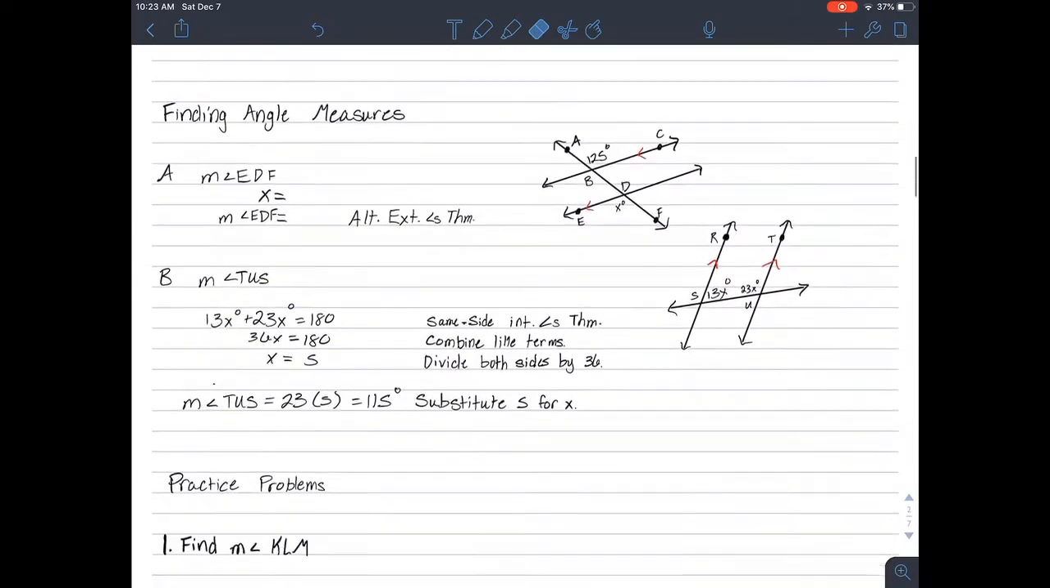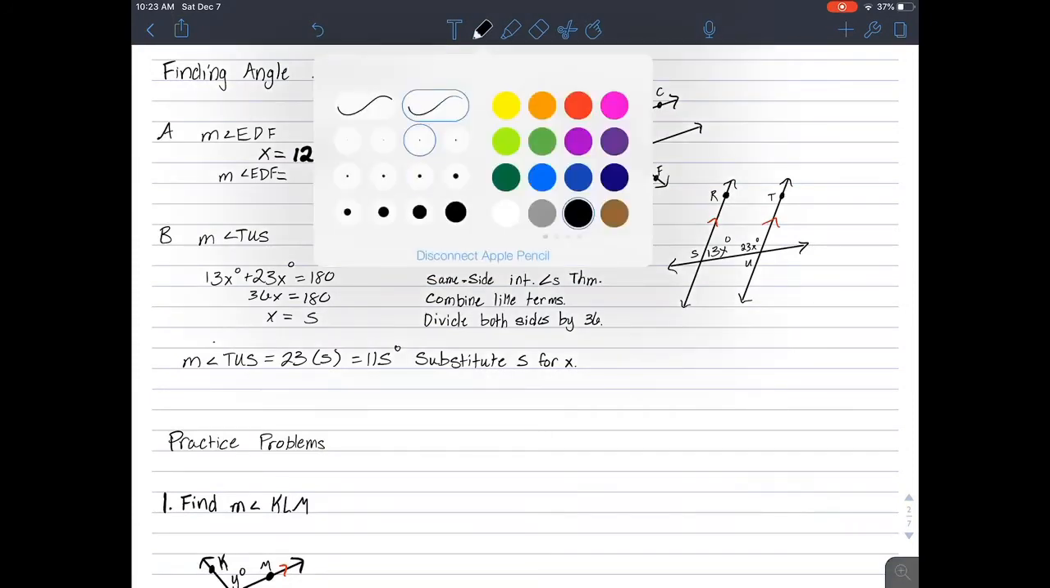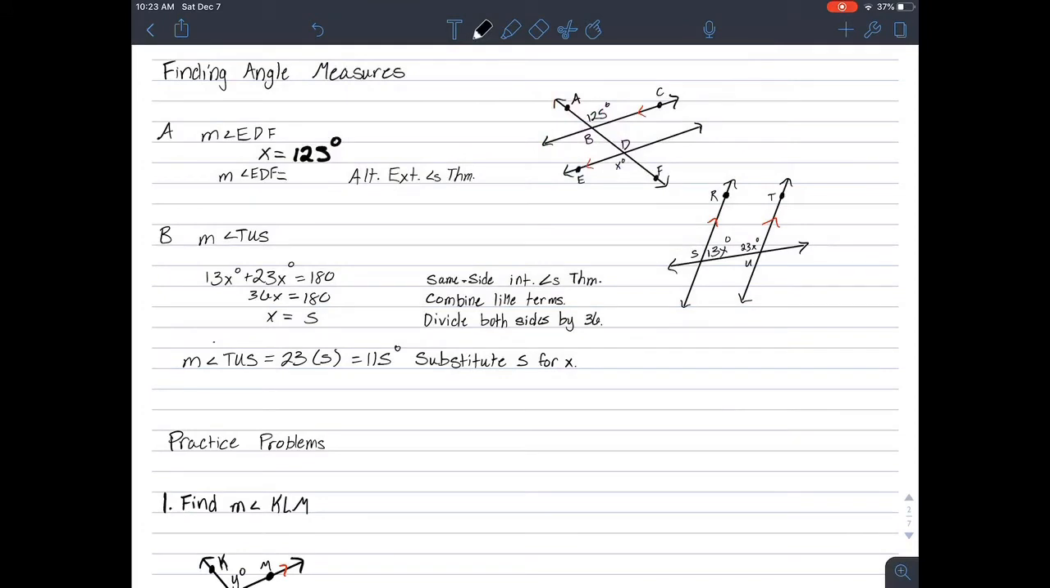Moving on to finding some angle measures. In A, we need to find the measurement of angle D and DEF. We know that x equals 125 degrees because of the alternate exterior angles theorem, because x and 125 are alternate exterior angles.